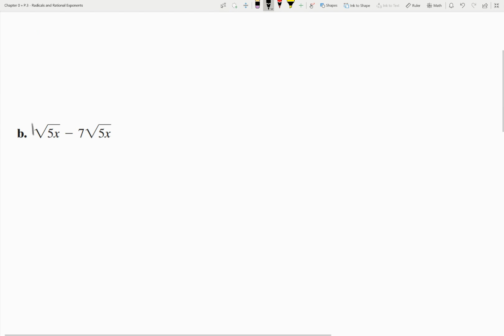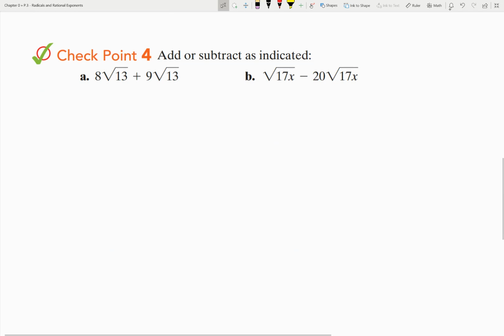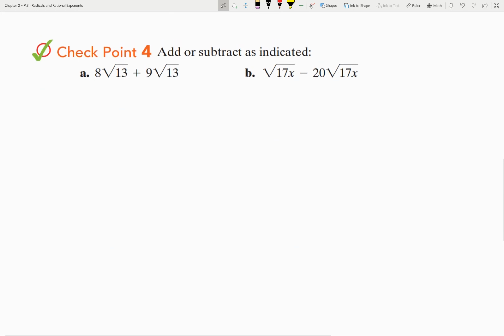You don't see anything in the front. You can assume that it is a 1. So this gives me negative 6 square root 5x. As long as these 2 are exactly the same, I can combine the 2 radicals. Okay. Again, 8 and 9 give me 17. The square root stays the same. And if you don't see anything in the front, just like any other variable, it represents a 1, which makes this negative 19 square root 17x.